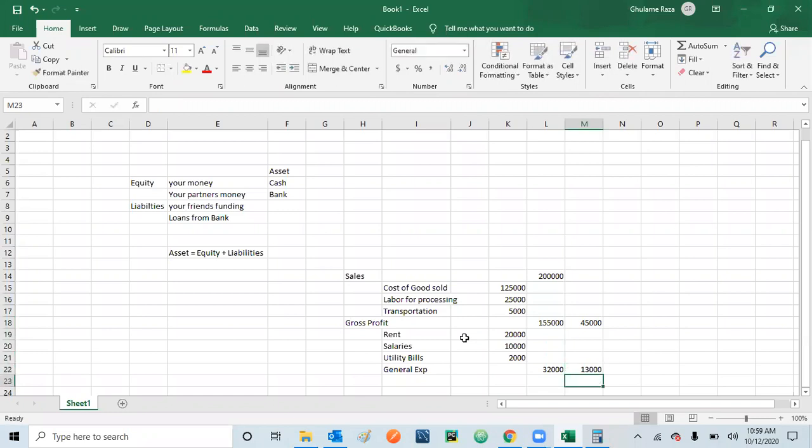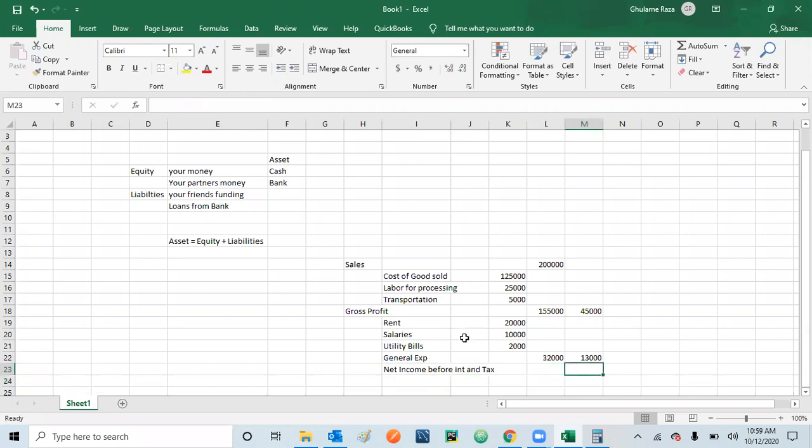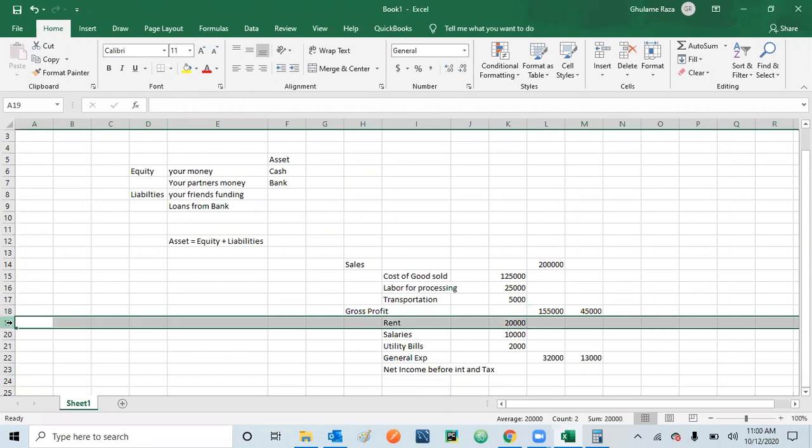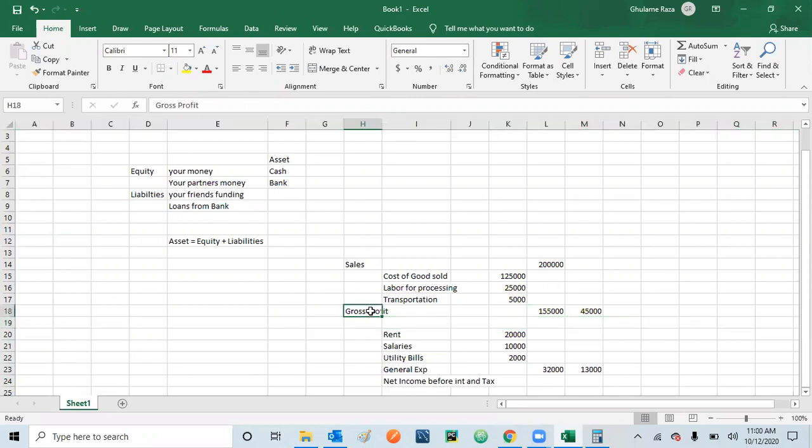So this is the impact on my business. And this is my net income before interest and taxes, right? So let me put it here. Don't get confused with it. I'm just making things more understandable.